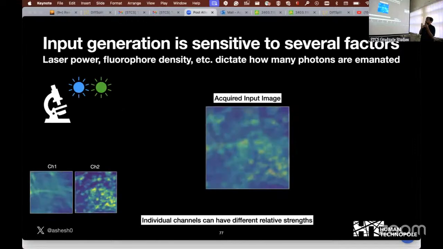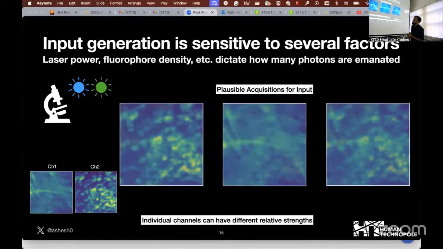So input generation in our case is sensitive to several factors, in the sense that, let's say you have two fluorophores. If you increase the laser power, then one of the structures will become more dominant. If, for some reason, the fluorophores are more densely packed into one of the structures, then that structure will again become more dominant in your superposition. So even when the structures are identical, you can get very different images for the input. And modulo the noise, they are essentially different weighted averages of these two structures.